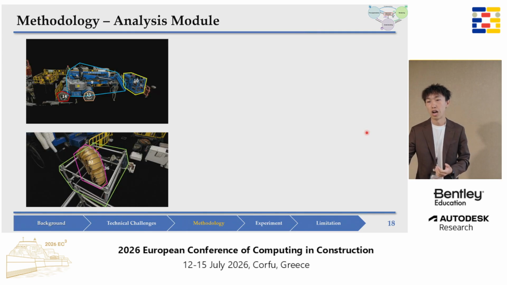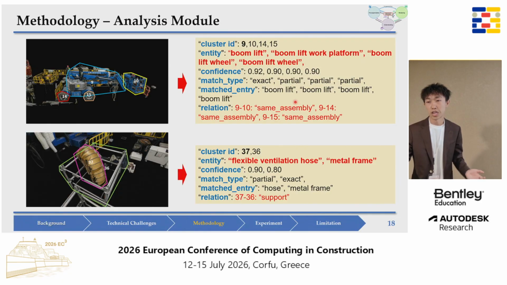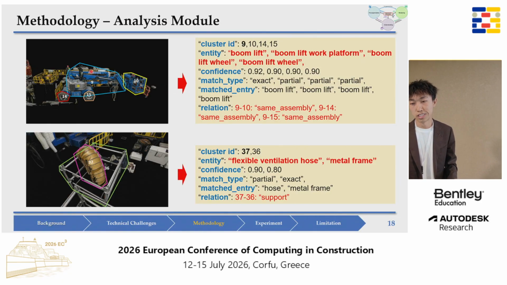We have also done some testing in more complex scenarios like shown here. Our system can not only recognize that this is a boom lift, and this is a work platform for the boom lift, and also this is a view, this is a view, it can even recognize all the parts belonging to the same instance, as the same assembly. And also it can recognize relationships like the supporting relationship between the hoist and the metal frame.